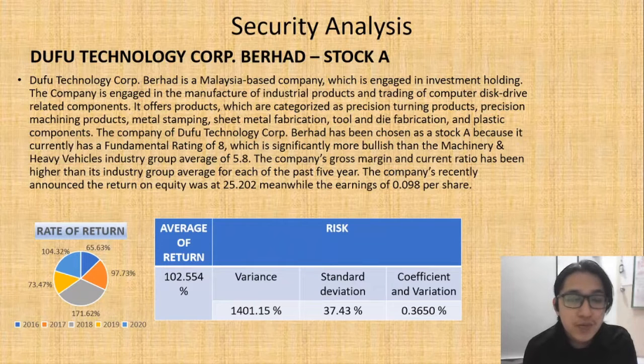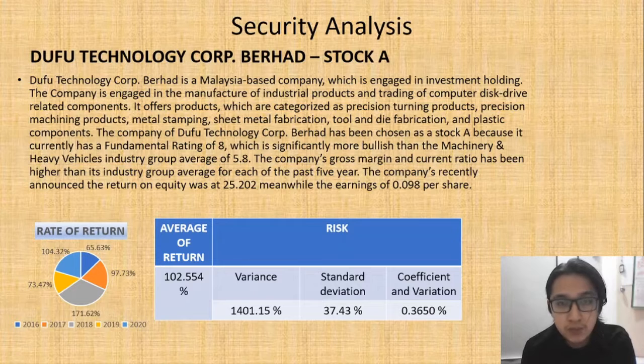If we look at this pie chart below, we can see the rate of return. Even though from 2018 to 2019 they actually had a decreased amount, in 2020 it came back, or the amount rose again. That shows a good movement from the market.